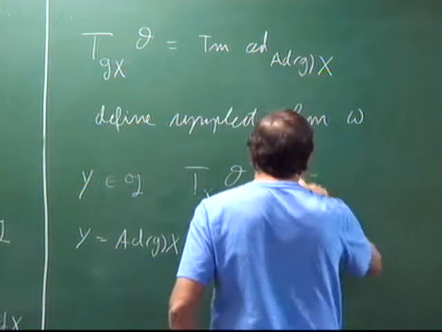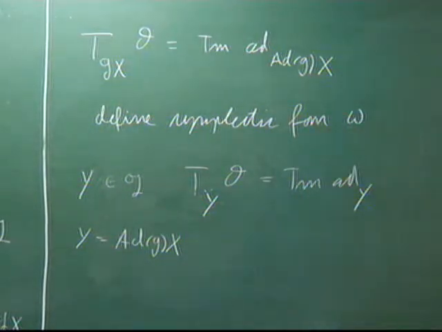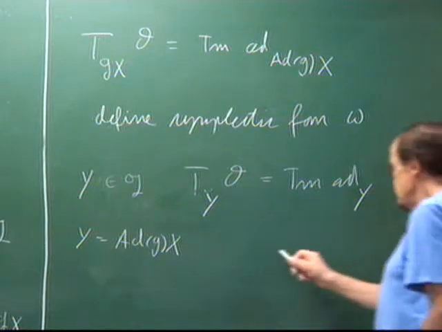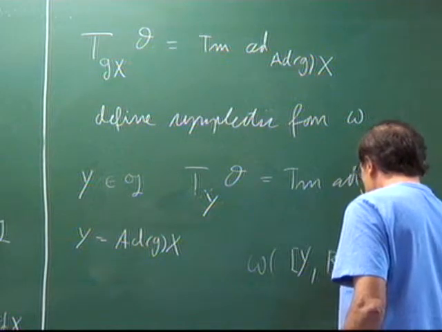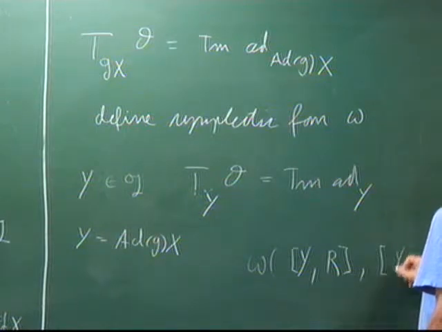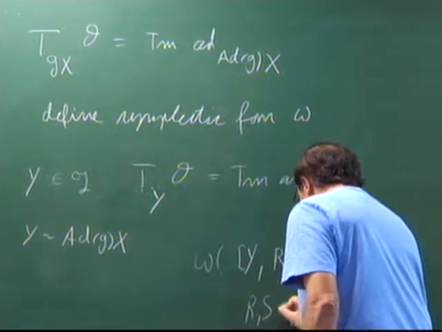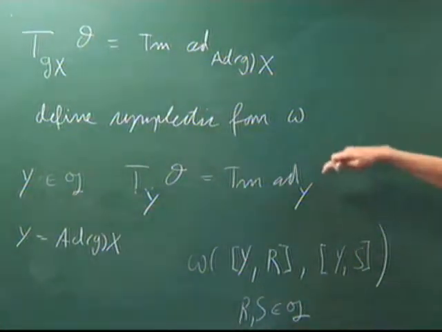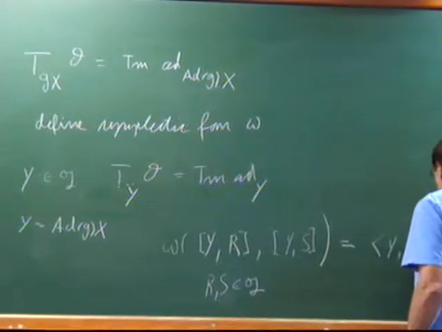So this is now the image of ad at y. That's a little bit simpler way of looking at it. So on this image here, I have to define a form. So in the image, things are described by taking Lie brackets, [y, r] and [y, s], say, for some r, s in the Lie algebra. Every tangent vector can be written in this form. And I have to define that symplectic form. And there's a natural way to do that. Namely, I take the inner product of y with the Lie bracket between r and s.